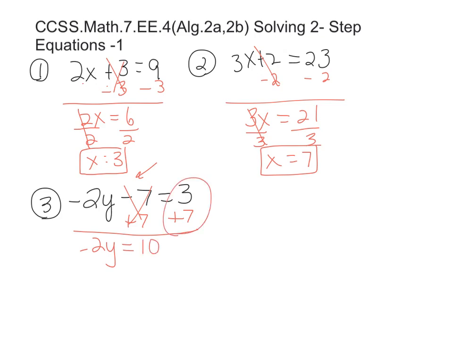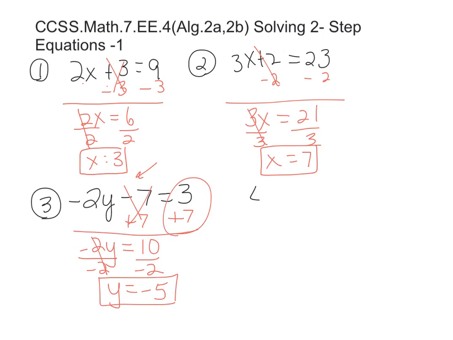So we're back on the y side. And negative 2 is being multiplied by y. And remember, the number always takes its sign. So we're going to go over here. We're working on the y side. And divide by negative 2 on both sides, and you get y equals negative 5. You've got to be very mindful of the negative signs.